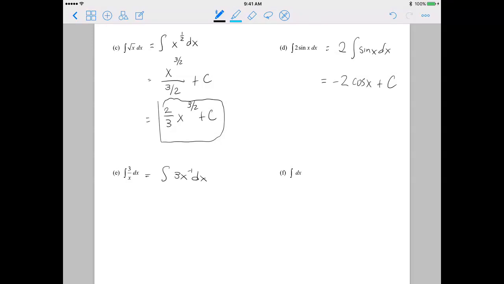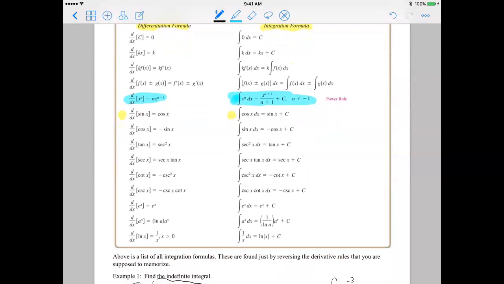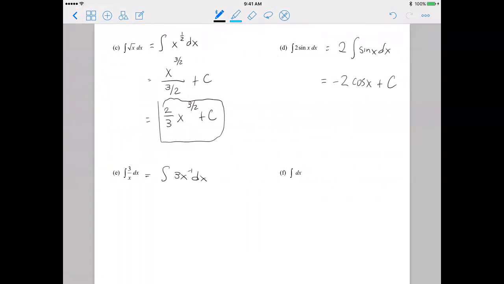And so what I want you to recognize back over here on this page is that for this rule, the natural log rule down here at the bottom, this can also be written as the integral of x to the negative 1 dx. And so anytime you see that raised to the negative 1, you're going to think that's the natural log rule. Okay, so the antiderivative here is going to be 3 natural log of the absolute value of x plus c.